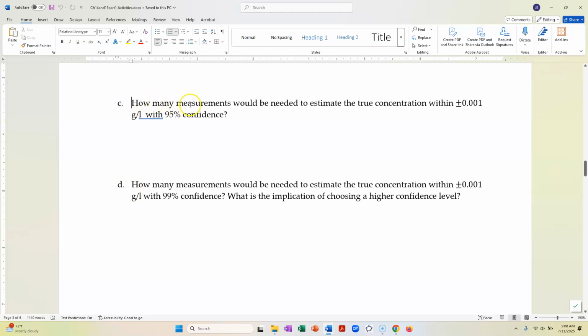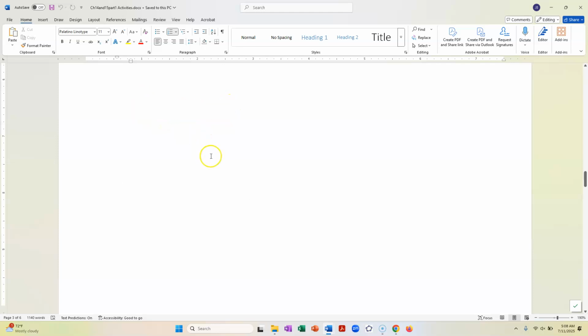So about how many measurements. So this is asking you to find a sample size, right? Look back at the videos. There was an example about doing this. So how many measurements do you need, right?